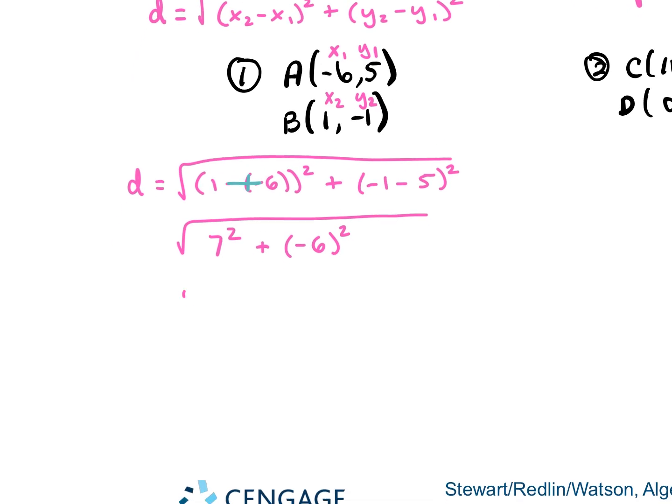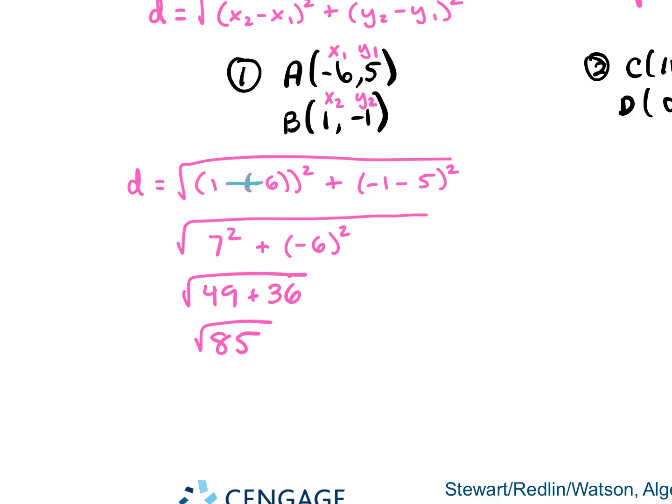7 squared is 49. Negative 6 squared is the same as 6 squared, 36. And 49 plus 36? 85. Now we always want to check and see if we can simplify our radicals.